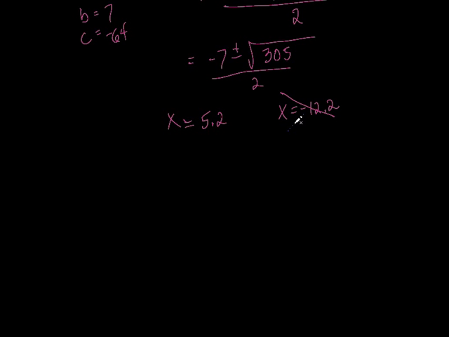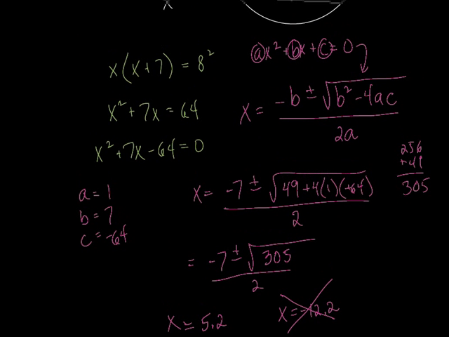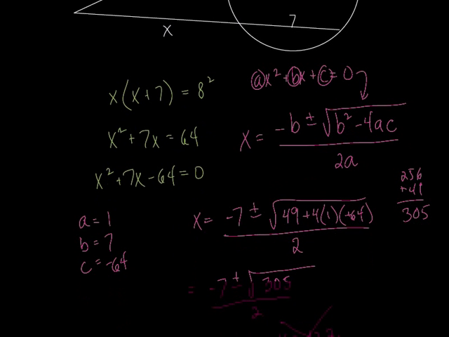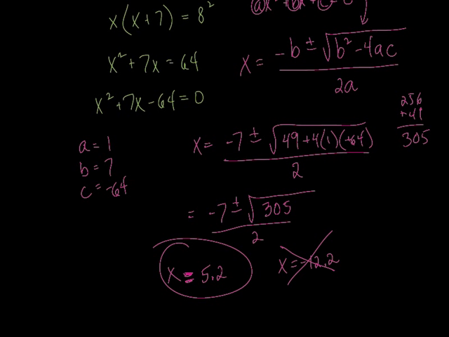Why do we do that? Because it's a solution to our problem, but it's not going to give you a length. If I took that negative 12.2 and plugged it back into our little equation right here, it would work. It would make this thing work. But it's not going to get you the value of a length. It's not going to give you the length of anything because it's a negative. You can't have a negative length. So that's your answer right there, and then you would be done. 5.2. Wow. Okay? So aren't you glad you did that?